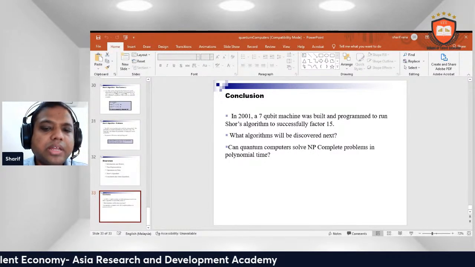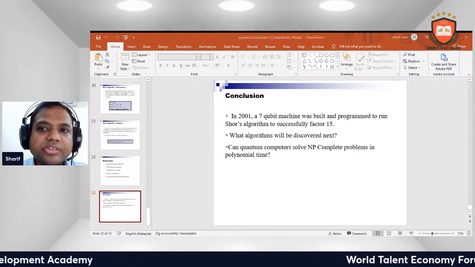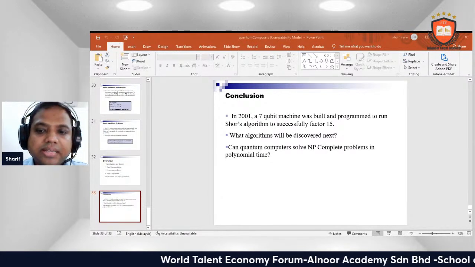So these are the very, very important discussions of quantum computing. Through the quantum computing process, we can develop new technology, and this technology can help us to grow our economy in a sustainable way.